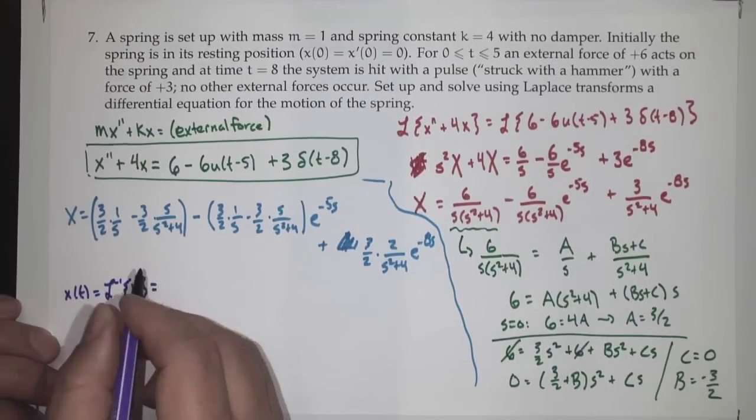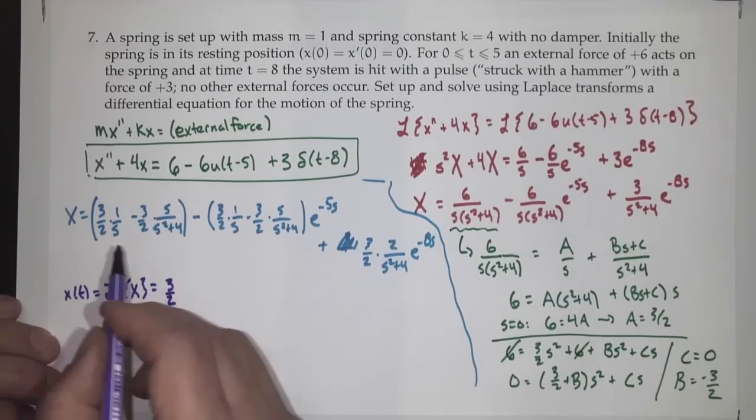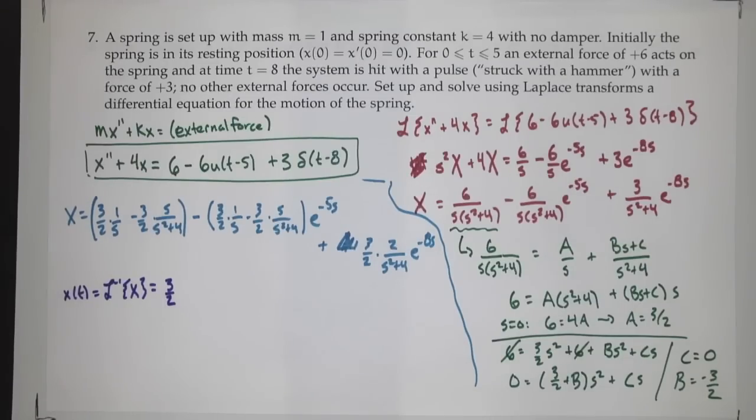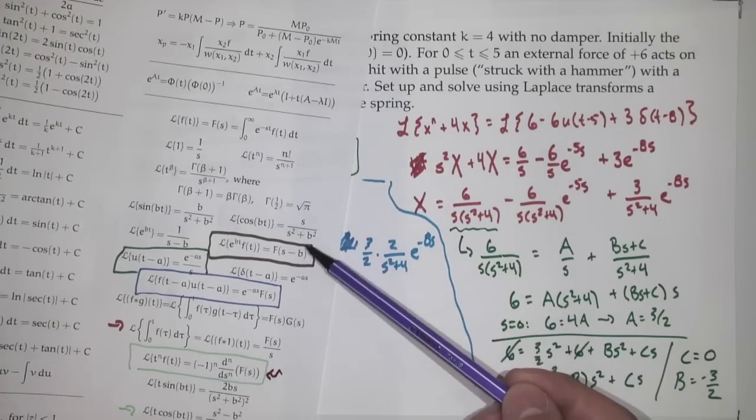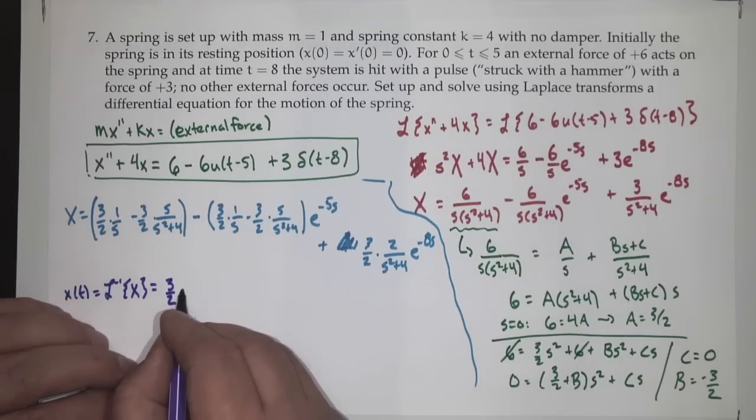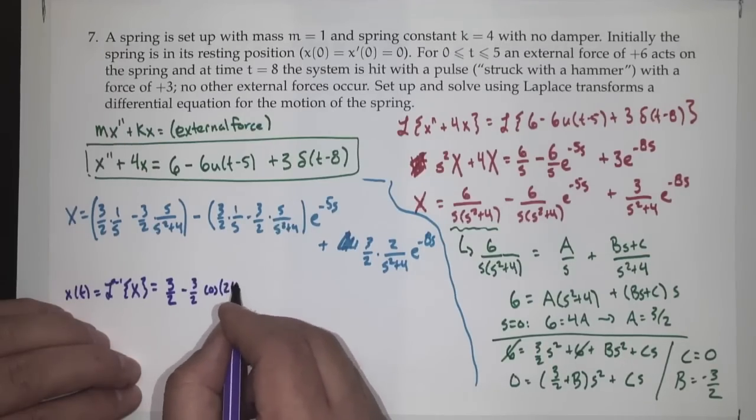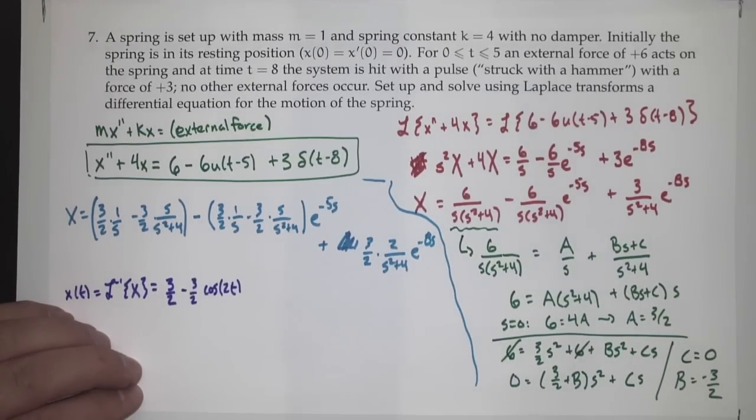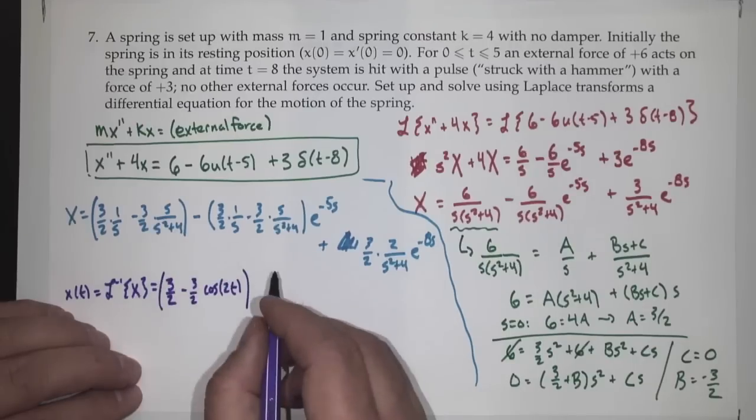And what do we have? Well, we have our 3/2, and the inverse Laplace of 1 over s is 1, so it's just 3/2. S over s squared plus 4 is on our chart. That would be the cosine of 2t. So minus 3/2 cosine 2t. Okay, so that's our first piece.